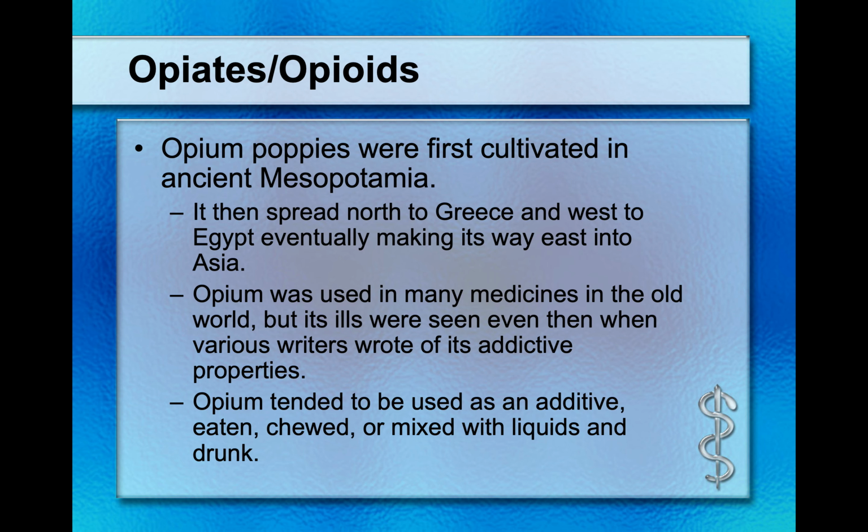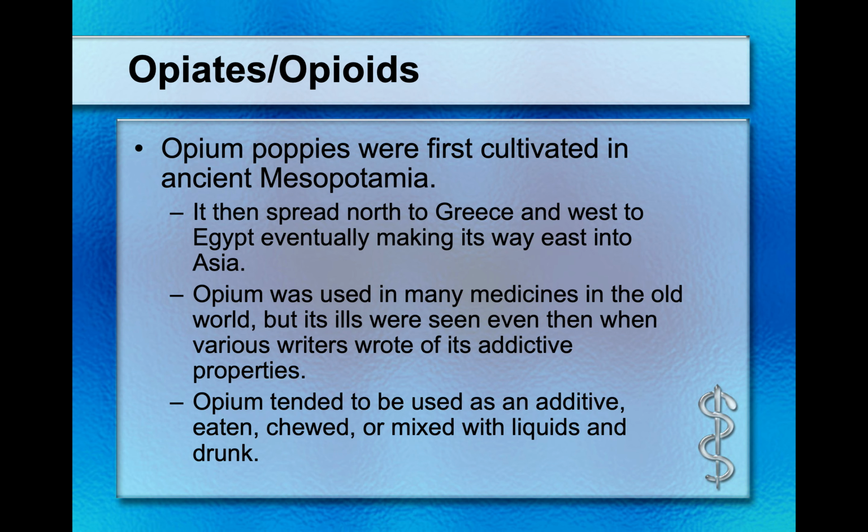Opium poppies were first cultivated in ancient Mesopotamia. That is in that area between the Tigris and the Euphrates River. It then spread north to Greece and west to Egypt, eventually making its way east into Asia. Opium was used in many medicines in the Old World, but its ills were seen even then when various writers wrote of its addictive properties.